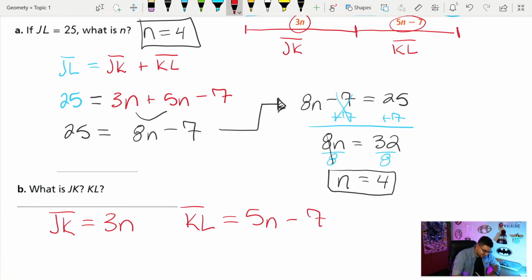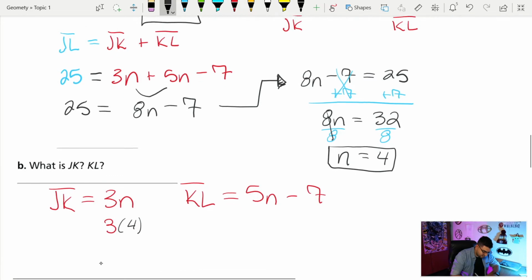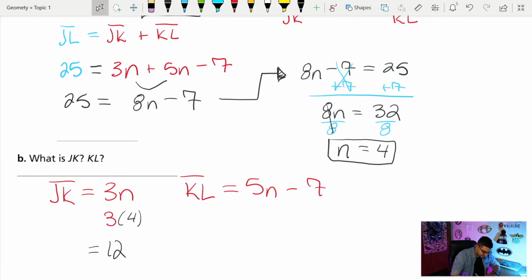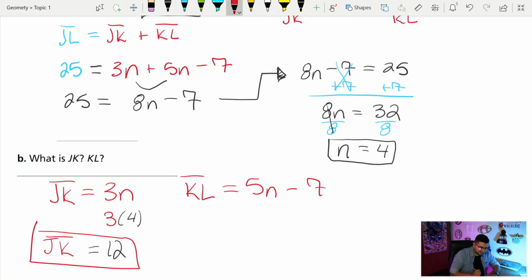I can substitute that 4 into this, so I'll do one at a time. JK is 3 times n, which means it is 3 times 4, since n equals 4, which equals 12, meaning JK equals 12. So that would be the answer for JK. Now let's solve for KL. KL is going to be 5, and again, n is 4, so I'm going to substitute 4 in the place of n.